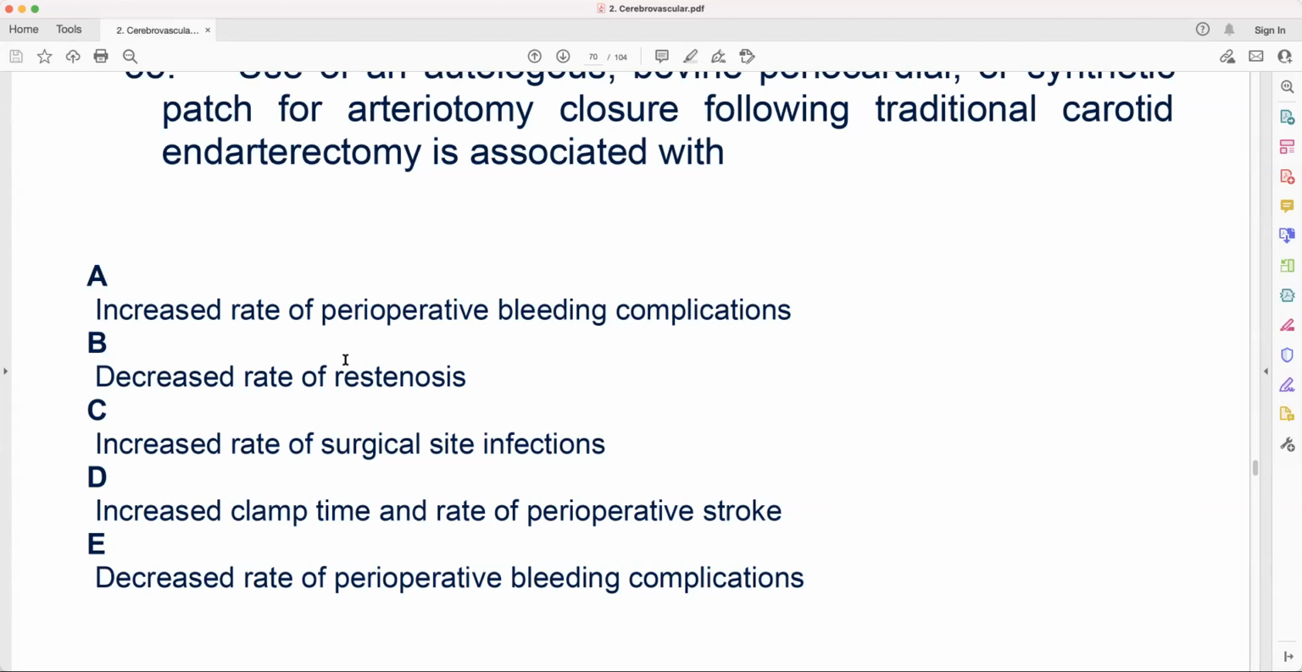This is wrong, but it decreases it really. Some studies show it should decrease it. So this is wrong.